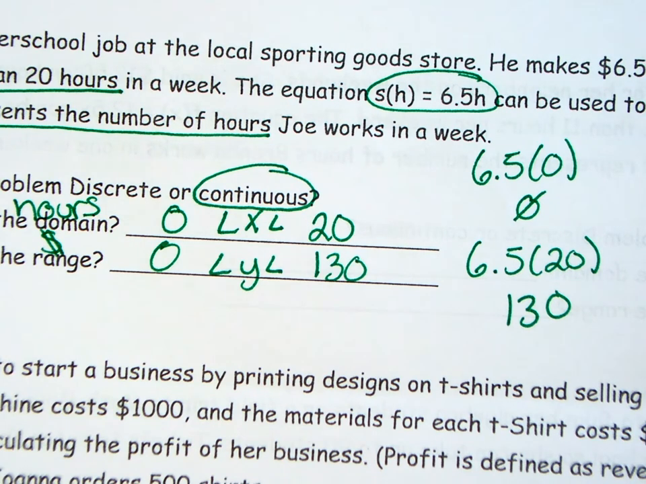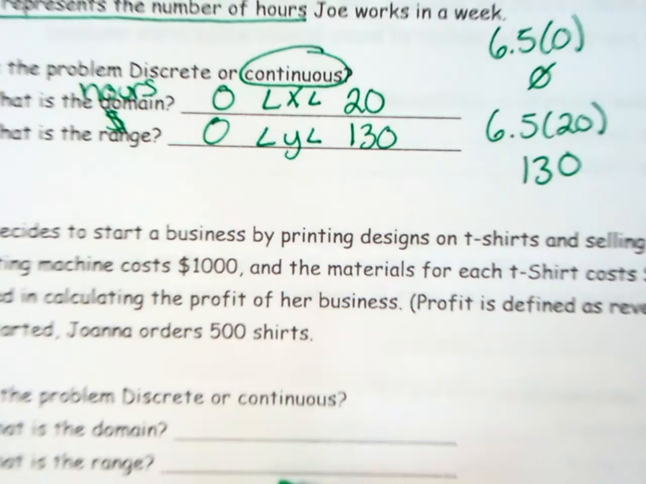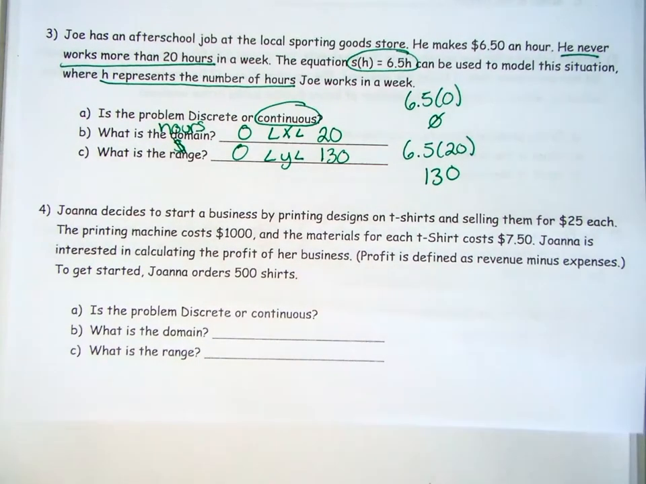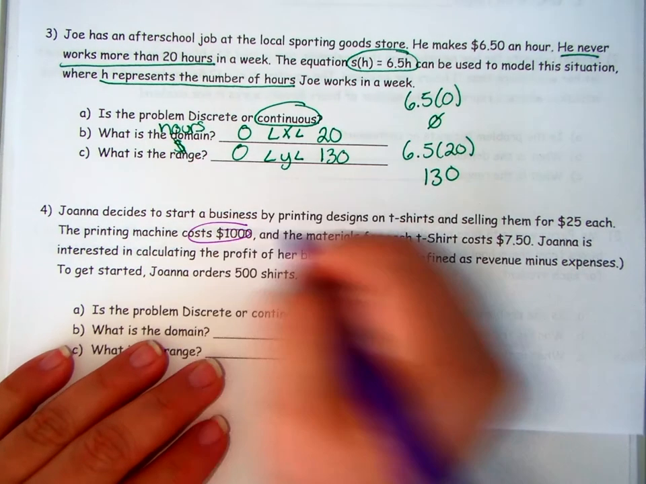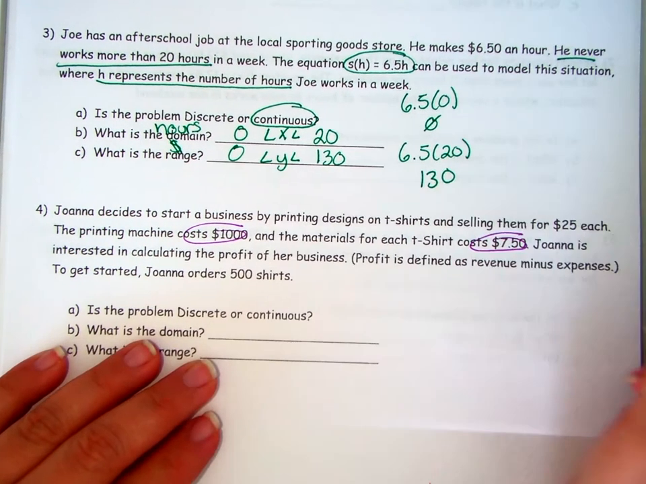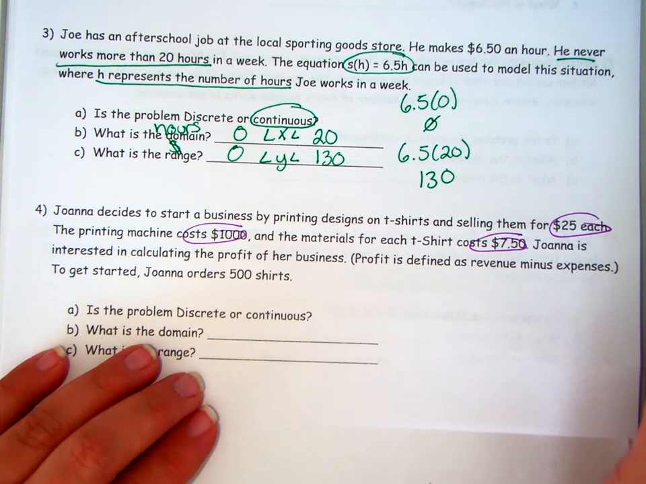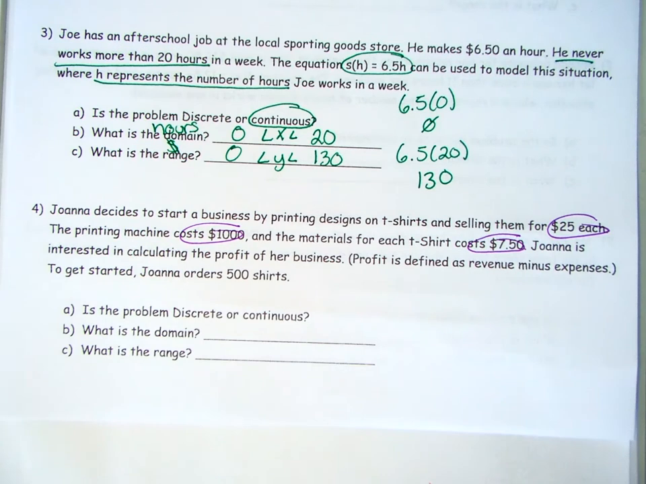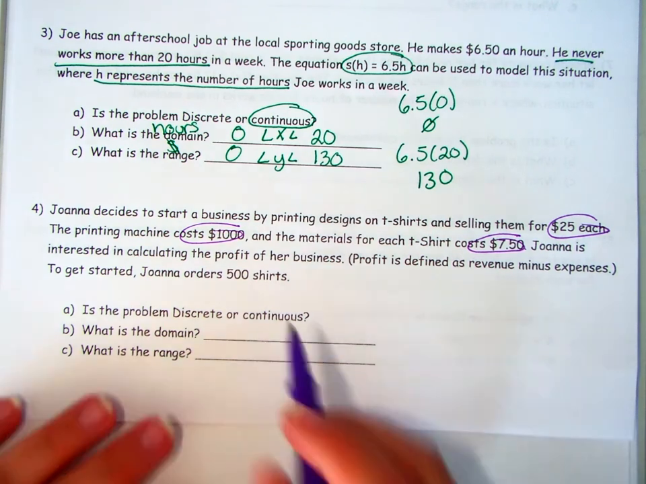So who wants to read the next one? Joanne decided to start a business by printing designs on t-shirts and selling them for $25 each. The printing machine cost $1,000 and the materials for each t-shirt cost $7.50. Joanne is interested in calculating the profit of her business. Profit is defined as revenue minus expenses. To get started, Joanne orders 500 t-shirts.